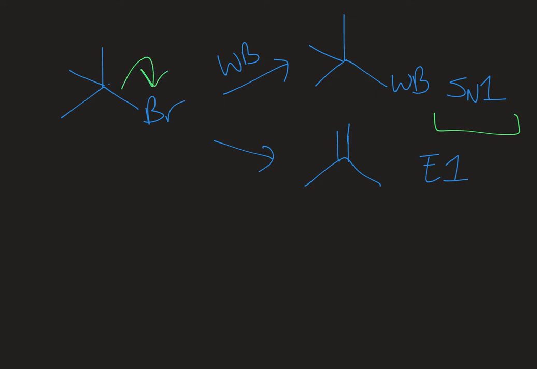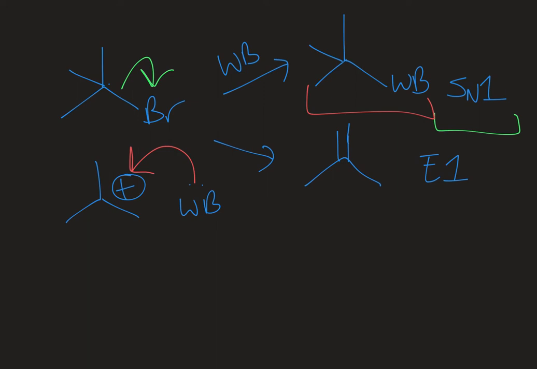For both types of mechanisms, the first step for this particular system would be the departure of the leaving group. So the leaving group leaves, and that gives me a carbocation. And for the SN1, you would have that weak base behave as a nucleophile, and that would come in and give me my substitution product.